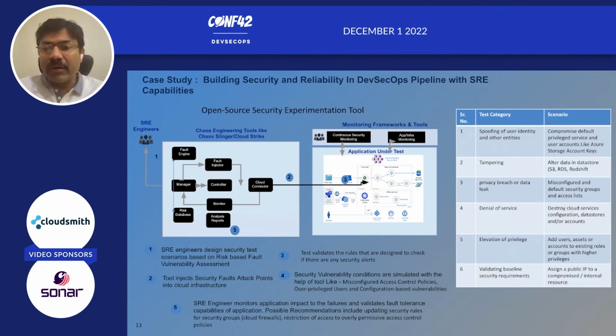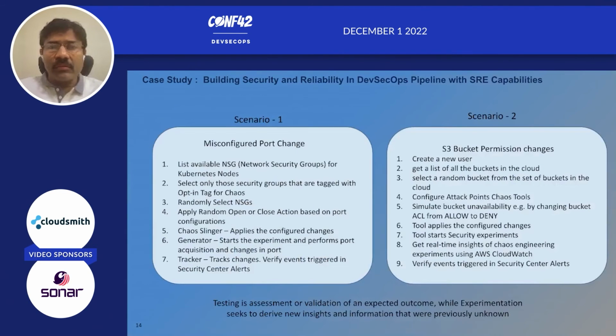For validating baseline security requirements, assign some public IP to your components and compromise the internal resources, and then check whether the security center is validating and providing the alerts or not. There are also scenarios with respect to Chaos Slinger and CloudStrike. One scenario is misconfigured port change and S3 bucket permission changes.